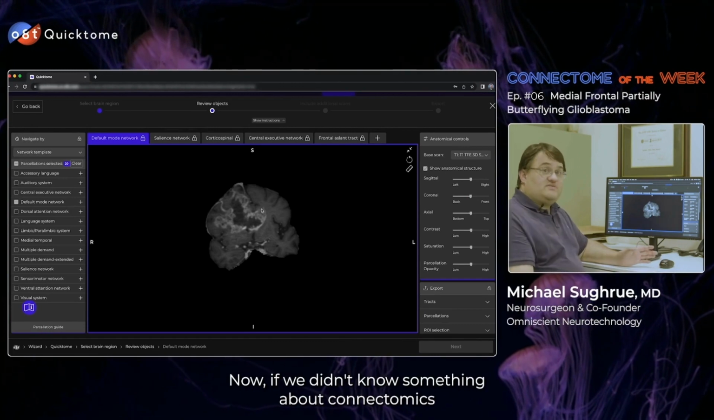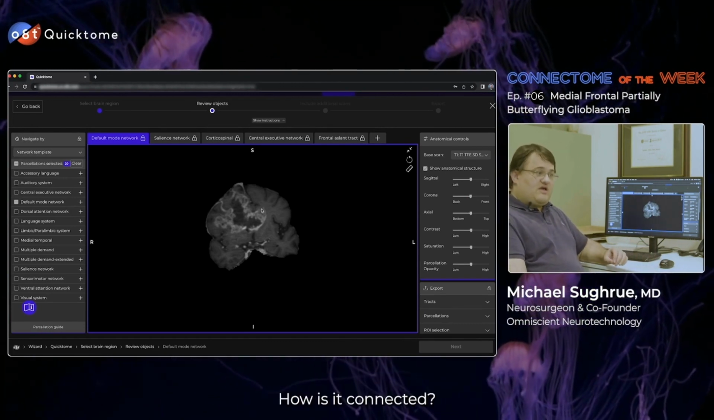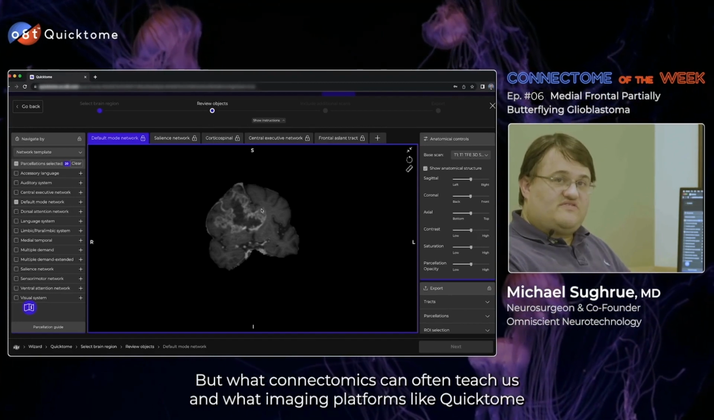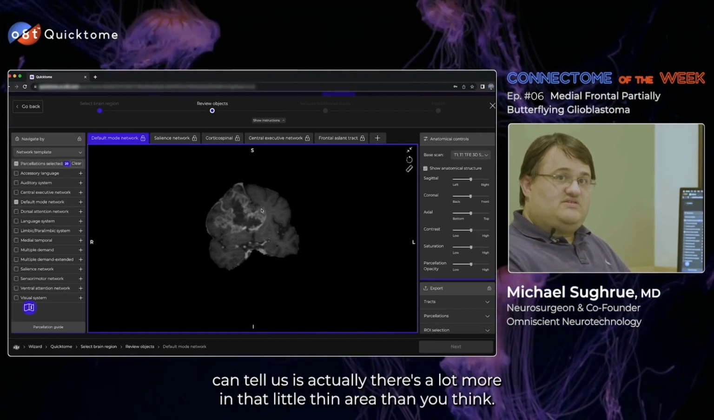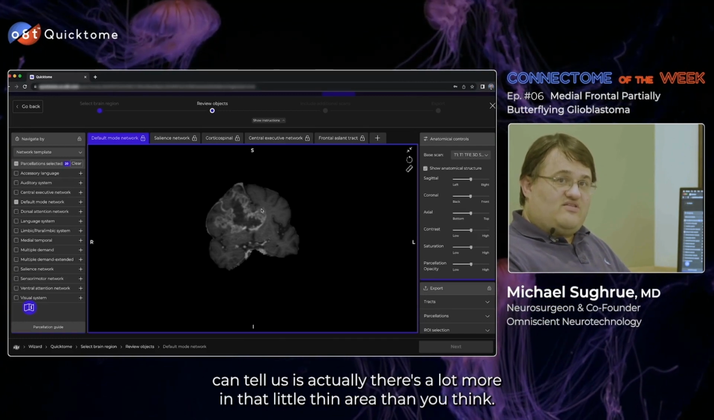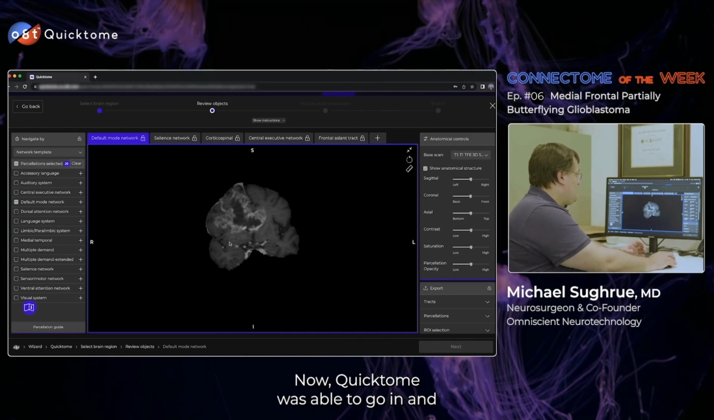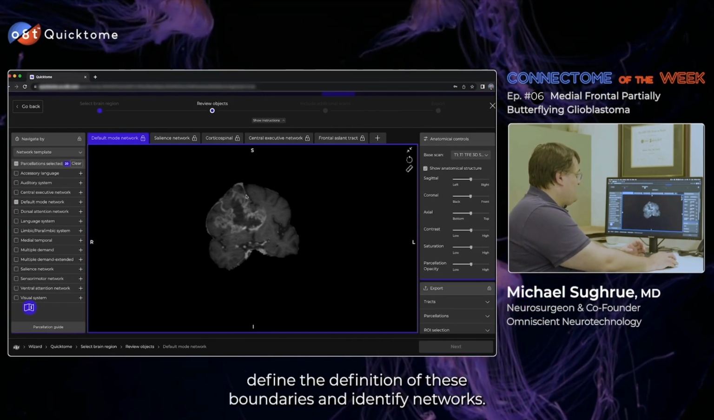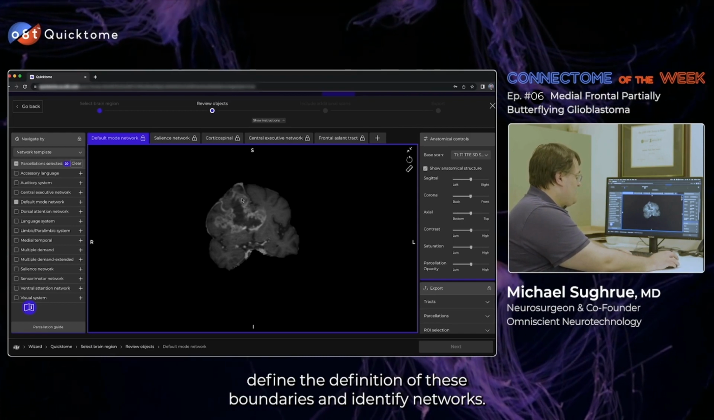Now, if we didn't know something about connectomics, we would think that there's nothing in there. It's too thin. How is it connected? But what connectomics can often teach us, and what imaging platforms like Quicktome can tell us, is actually there's a lot more in that little thin area than you think. Now, Quicktome is able to go in and define the definition of these boundaries and identify networks.